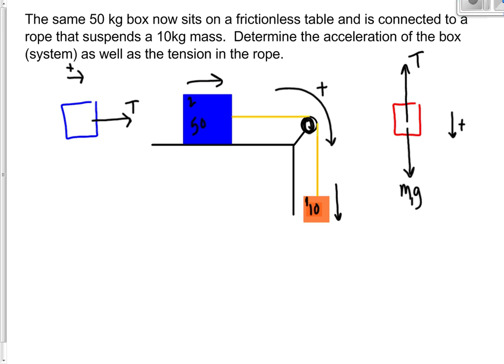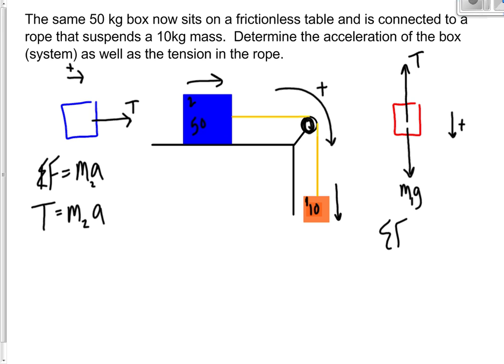So that means on the 50 kilogram box, we can write our equation. T is the net force. There's nothing else, and let me be consistent here. Sum of the forces equals mass times acceleration. This is the mass and the acceleration of block 2, so we're just looking at the 50 kilogram. So that means tension must equal m2a.